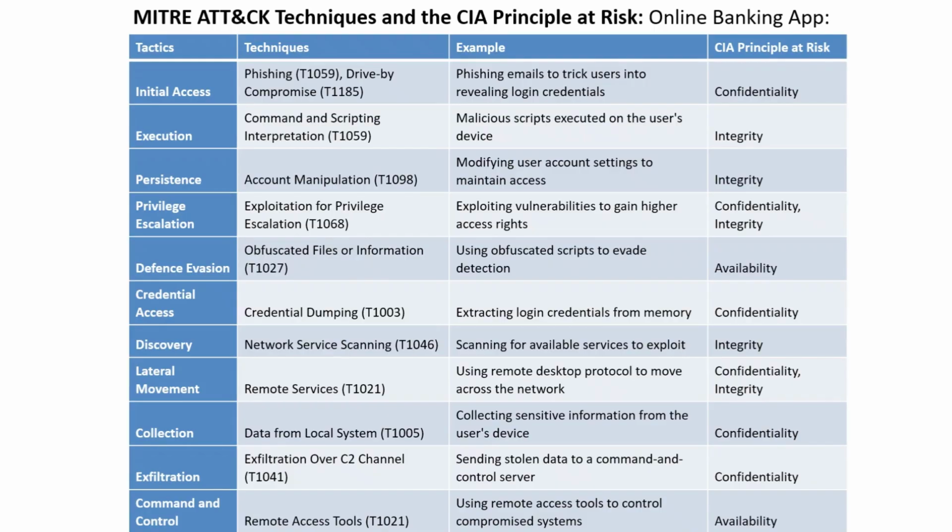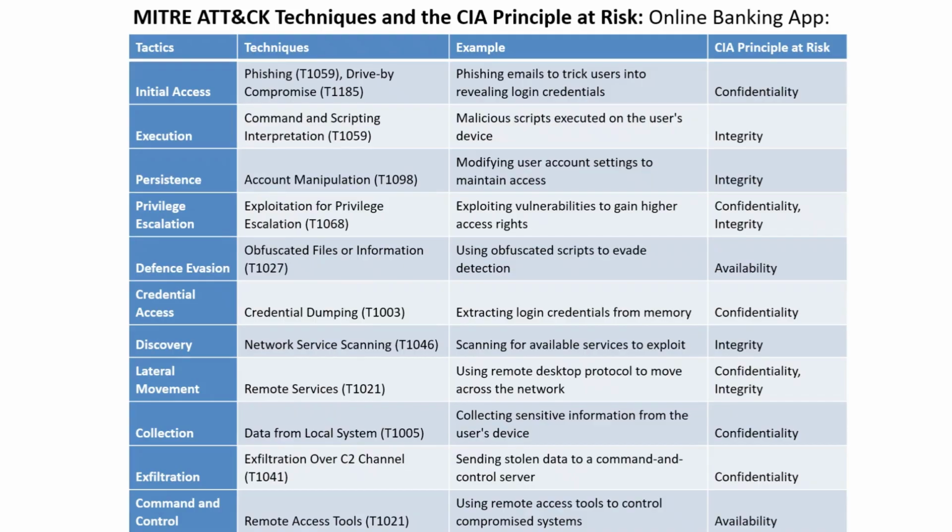Then defense evasion. So at this point, we'll say availability is at stake. Why? Because of the obfuscated files, right? Using scripts to evade detection. So that is availability. At that point, you can decide to blank the system out or take hold of the system and not let people gain access to their system anymore. So credential access at this point is confidentiality as well, and discovery is integrity, because you scan for availability of a service to exploit. So that's integrity as well.